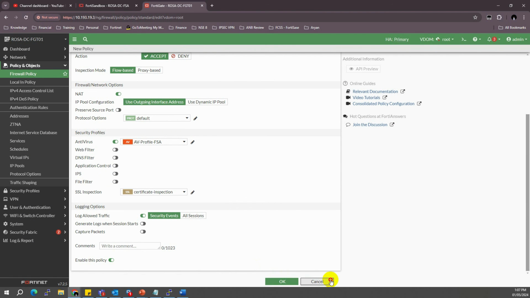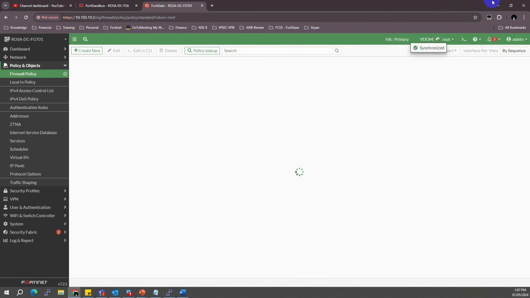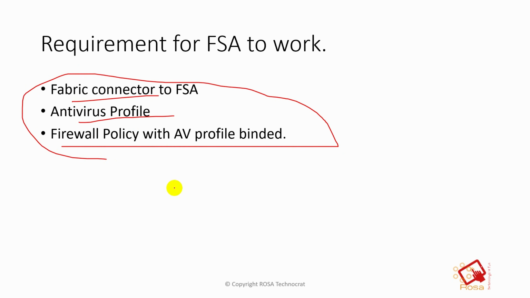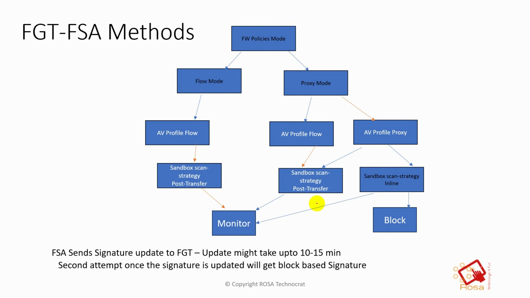Coming back to our topic of where we left off. I told you about the Fabric Connector, the antivirus profile, and the firewall policy with the AV profile bound to it. Now I have shown you how to create the AV profile, but I want to help you decide which kind of mode you want for the AV profile. So this is the important slide that you have to focus on.